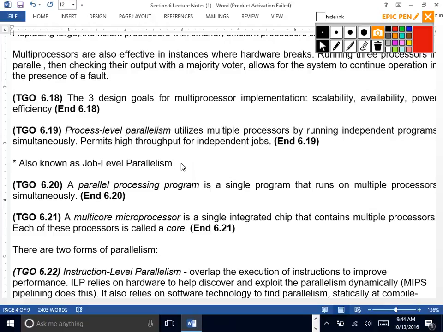And if you exceed the number of processors you have to run the programs, that's when you start doing page swapping. So you can say, all right, I'm going to swap this page out to contain this program, swap in another program, run that, swap them back out, right? So process-level parallelism utilizes multiple processors by running independent programs simultaneously. It permits high throughput for independent jobs.